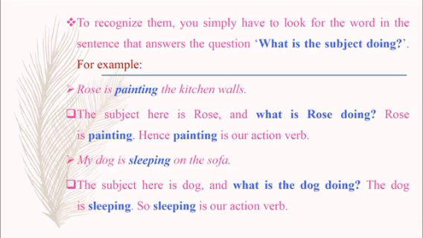For example, Rose is painting the kitchen walls. The subject here is Rose. And what is Rose doing? Rose is painting. Hence, painting is our action verb. The next example sentence is, my dog is sleeping on the sofa. The subject here is dog. And what is the dog doing? The dog is sleeping. So, sleeping is our action verb.